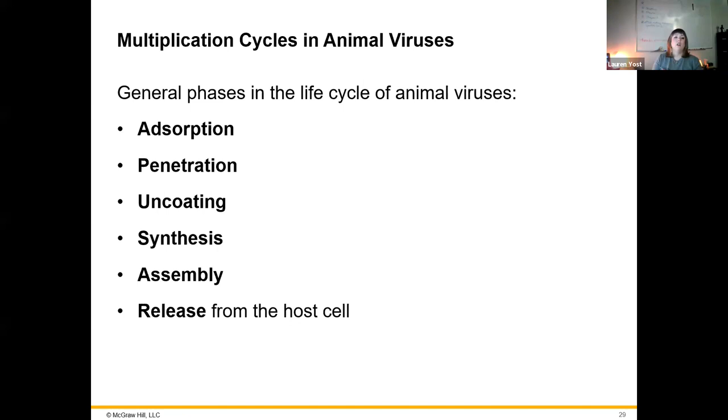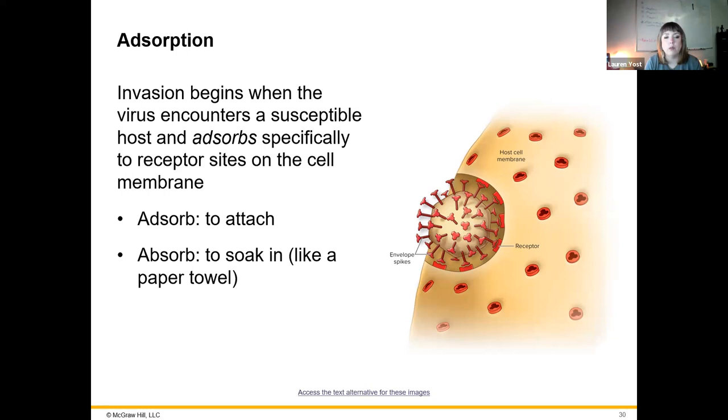Okay, so most viruses live the following cycle: adsorption, penetration, uncoating, synthesis, assembly, and release. We're going to go through each one. Adsorption, this is invasion of the actual host. So this is what I was talking about with that lock and key mechanism, where the glycoproteins on the spikes of the virus are going to fit as a key into the door on the outside of the cell, whatever that door may be for that virus, right? So to attach to the cell is to adsorb, okay? Adsorb. So now we're stuck onto the outside of our cell.